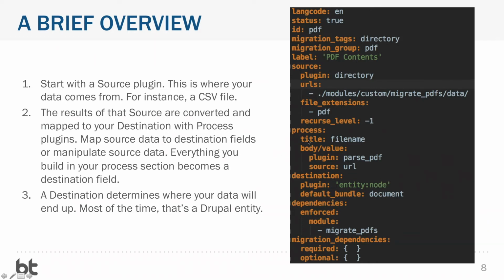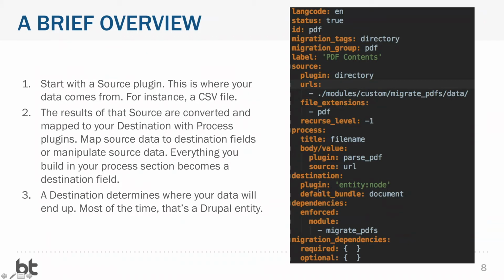Now for process, we're going to set a title, and that's going to be equal to the file name. And this is just the pathless file name of whatever the PDF is that we're ingesting here. And then we're setting the body value to the results of this parse PDF plugin with the source of the URL. URL comes from our directory plugin and is the path to the file. So it passes it into parse PDF, which then opens it, extracts text, and it will write it out to body value. Again, we'll get into this a little bit deeper in a bit too.